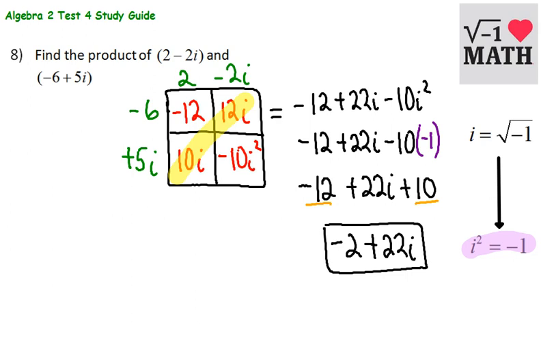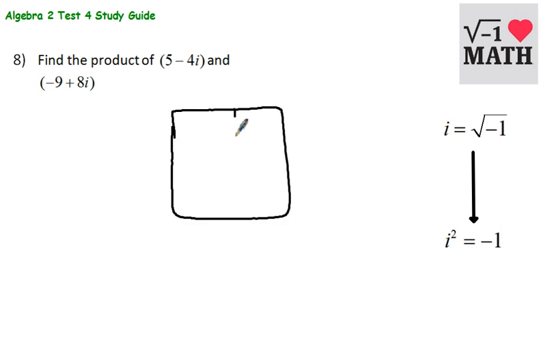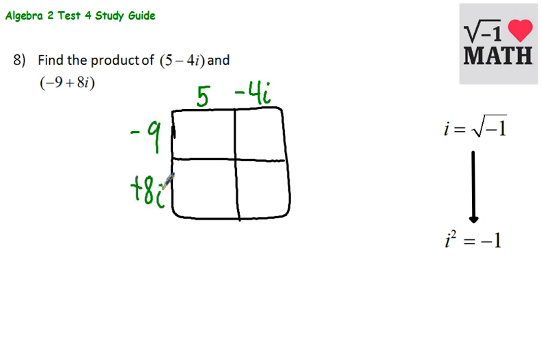All right, well, let's see what you got with number 8 on the right side. So let's multiply. Draw my big old box. And so what we've got, 5 minus 4i, and negative 9 plus 8i. Well, let's multiply it out. Negative 9 times 5, negative 45. Again, if you make a mistake on these, it's probably just some arithmetic mistakes, so just be careful as you're going through here and multiplying.